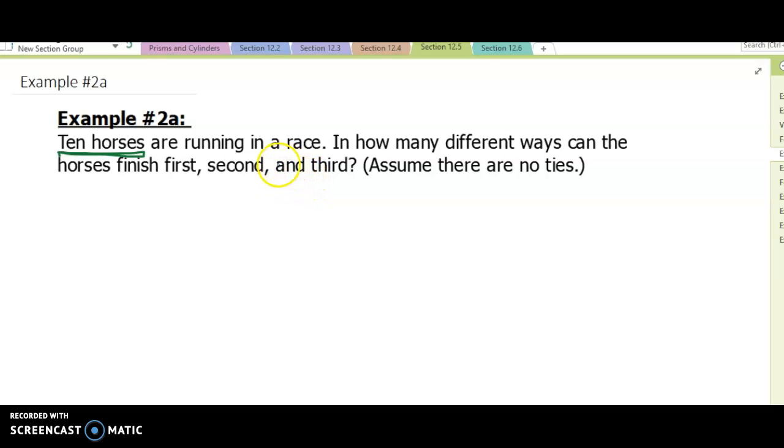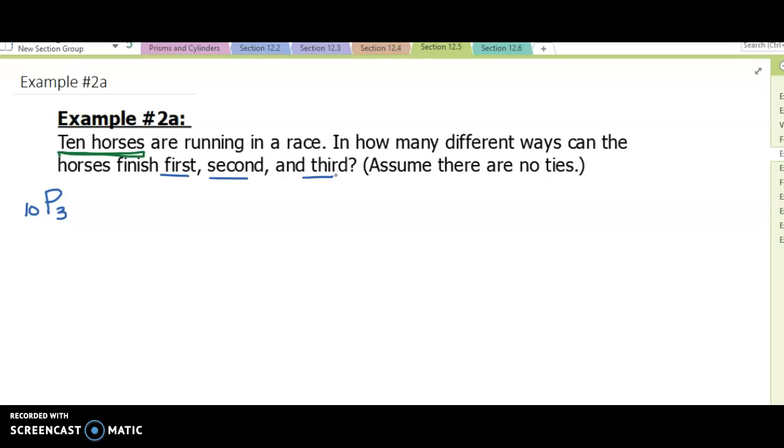Okay, now this is definitely a permutation because first place is very different than second place, which is very different than third place. If you don't believe me, ask the person who owns the horse who's getting their money for their horses taking first, second, or third. First place is going to get a lot more money. All right, so here we have 10 total horses. This is a permutation, and we're choosing 3. We're choosing first place, second place, and third place.